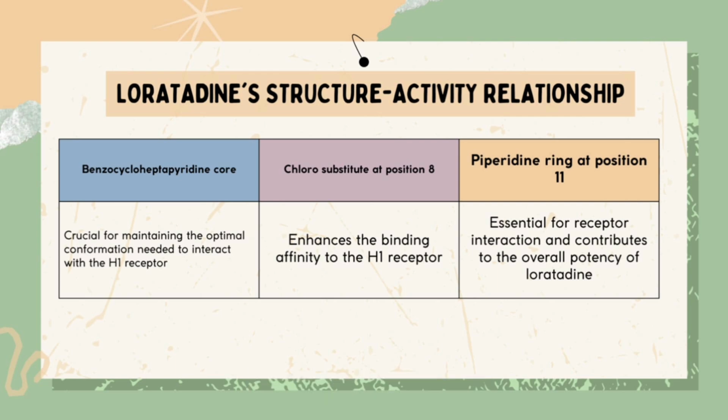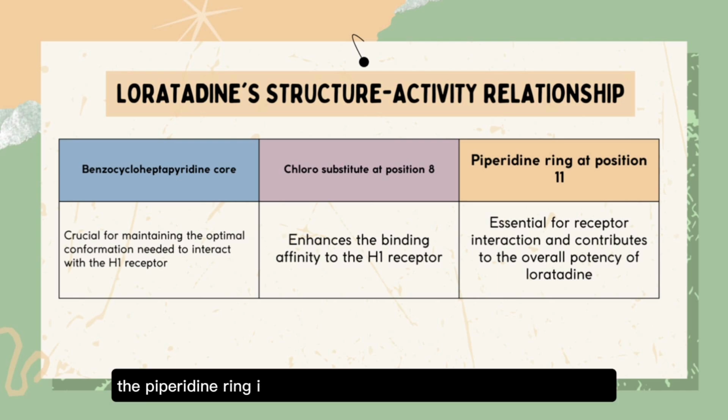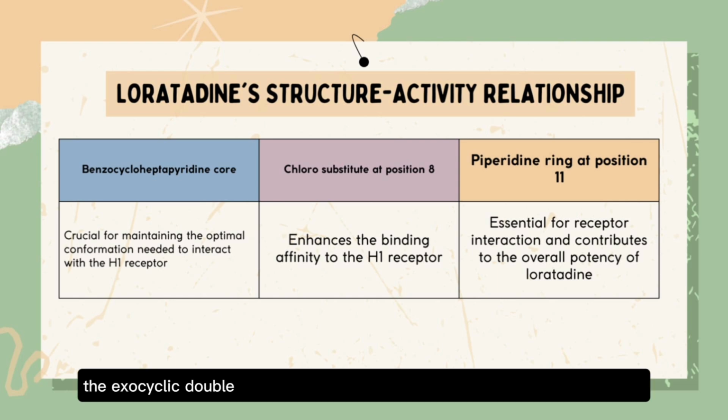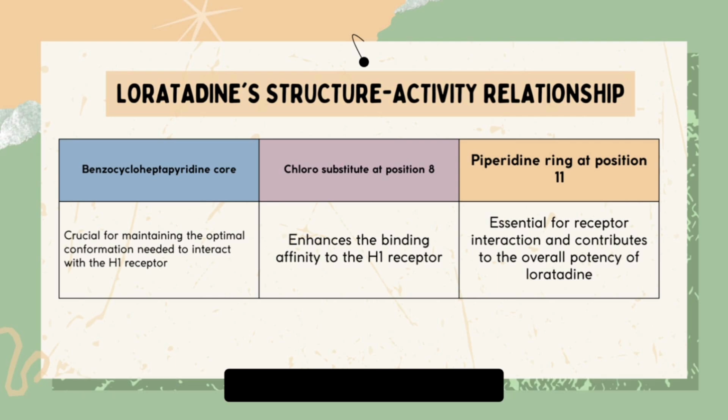Lastly, the piperidine ring at position 11. It is essential for receptor interaction and contributes to the overall potency of loratadine. The piperidine ring is attached to the benzocycloheptapyridine core at position 11. The exocyclic double bond means the bond connecting the piperidine to the core is outside the main ring system.